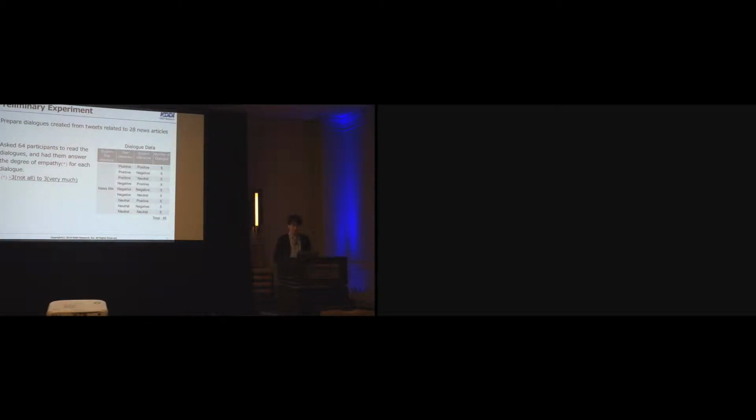So we conducted a preliminary experiment to confirm our hypothesis. We prepared dialogues created from tweets related to 28 news articles. Namely, we prepared all nine combinations of emotional categories of tweets and created 45 dialogues. And we asked 64 participants to read the dialogues and answer the degree of empathy, from -3 to 3, for each dialogue.